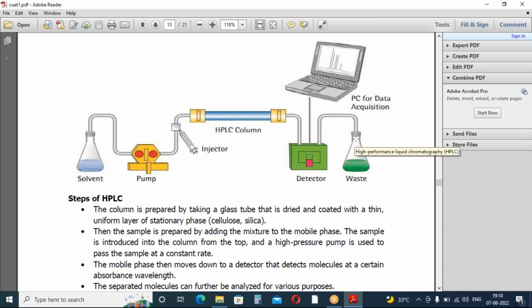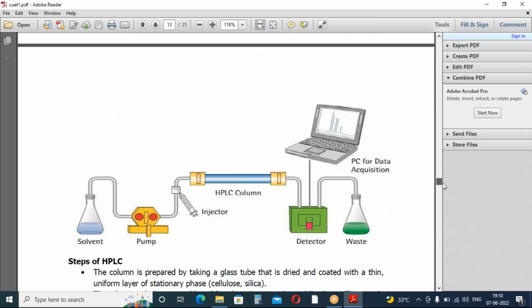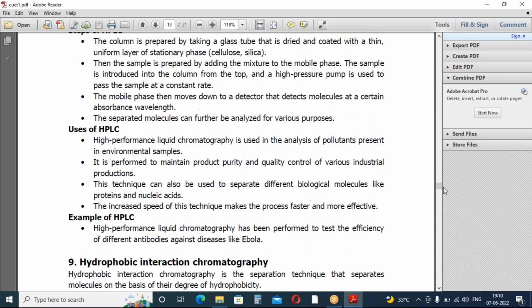What are the steps involved in the preparation of the stationary phase, and what are the main steps involved in HPLC? First of all, we have to prepare the column. This is a type of column chromatography, so first it starts with the preparation of the stationary phase, which mainly consists of cellulose, or else it can be prepared with silica gel also.